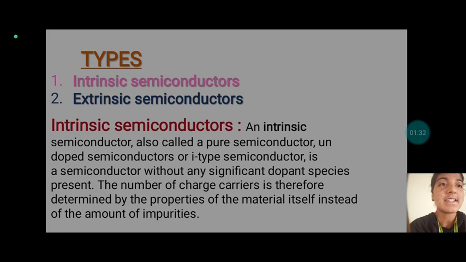Types: intrinsic semiconductors and extrinsic semiconductors. Intrinsic semiconductors: an intrinsic semiconductor, also called a pure semiconductor, undoped semiconductor or i-type semiconductor, is a semiconductor without any significant dopant species present. The number of charge carriers is therefore determined by the properties of the material itself instead of the amount of impurities.